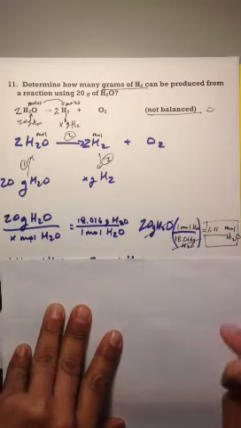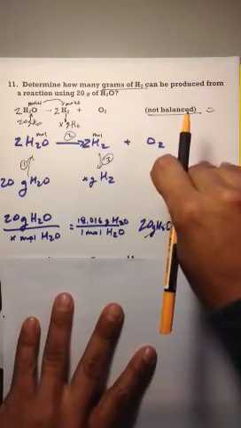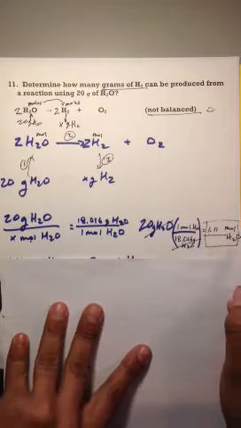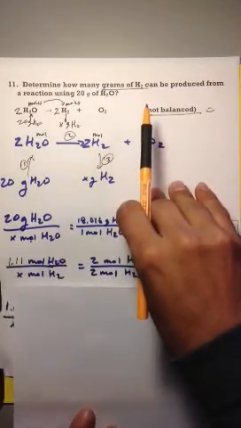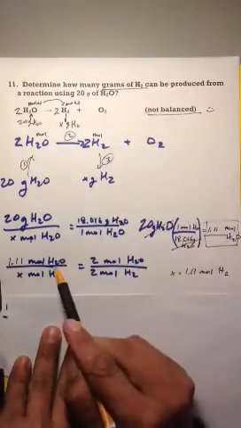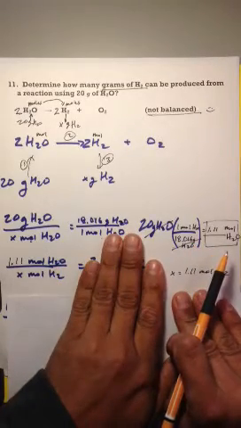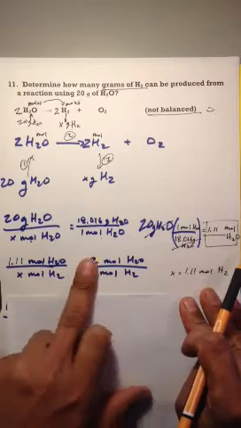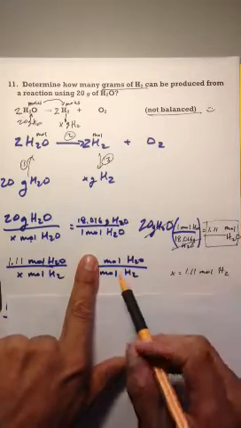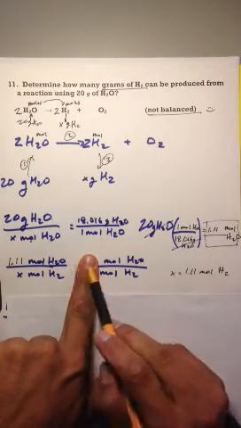Okay? So, looking at the reaction, you could probably do this in your head. For every 1.11 moles of H2O over X moles of H2, set up the ratio. Moles of H2, oops, sorry.